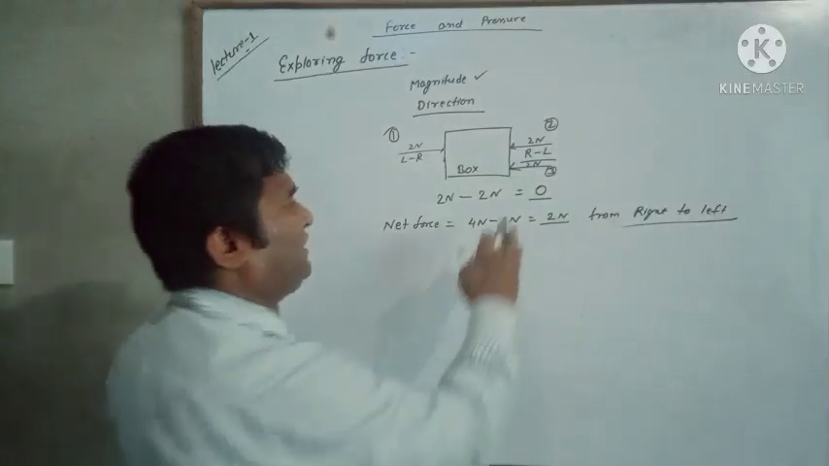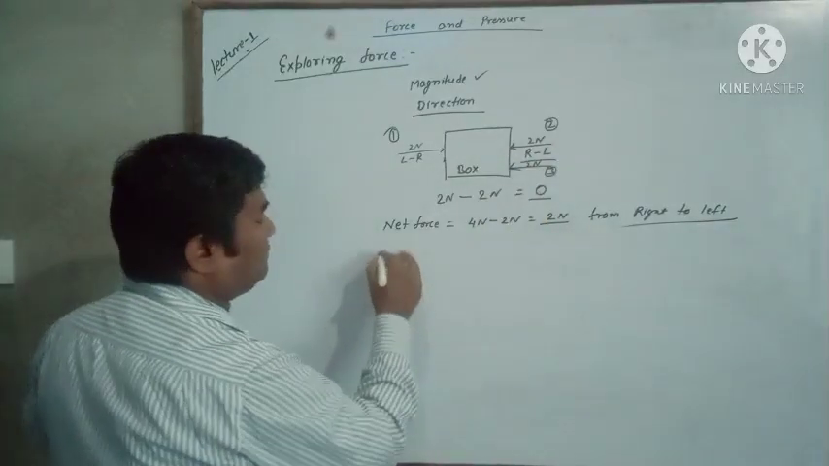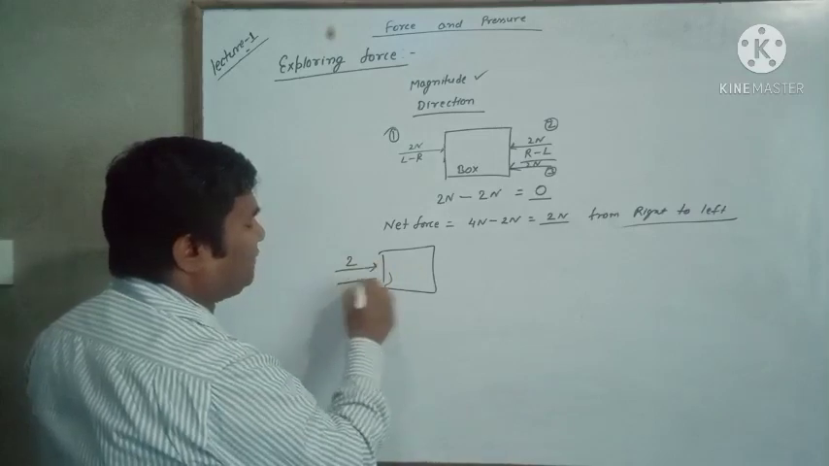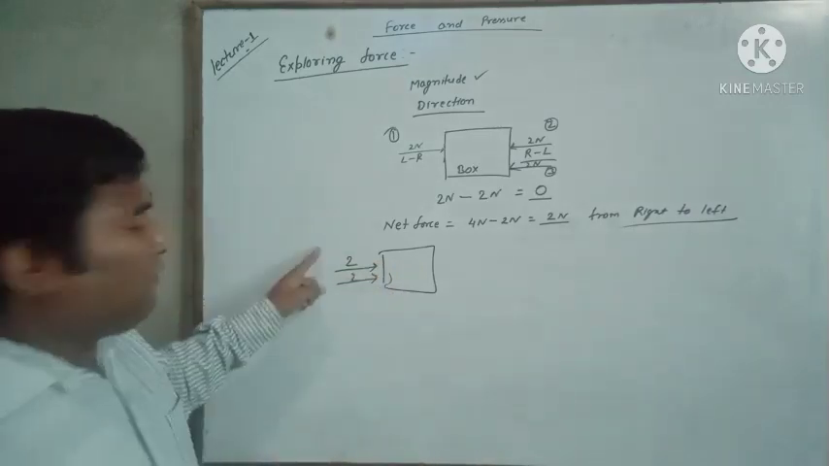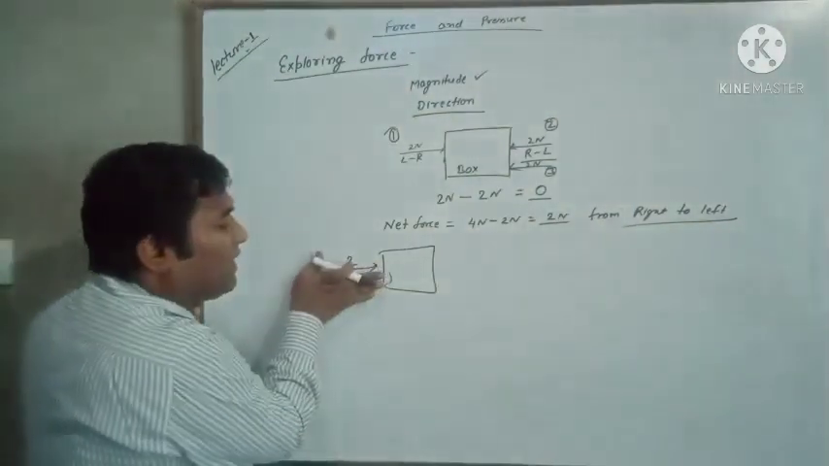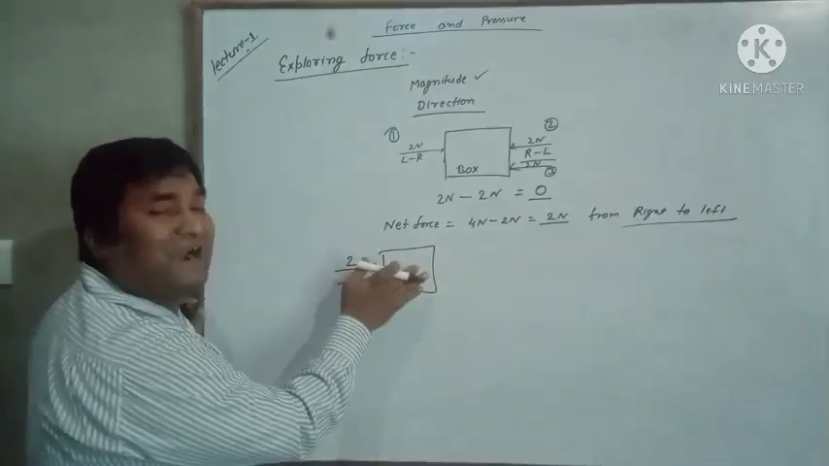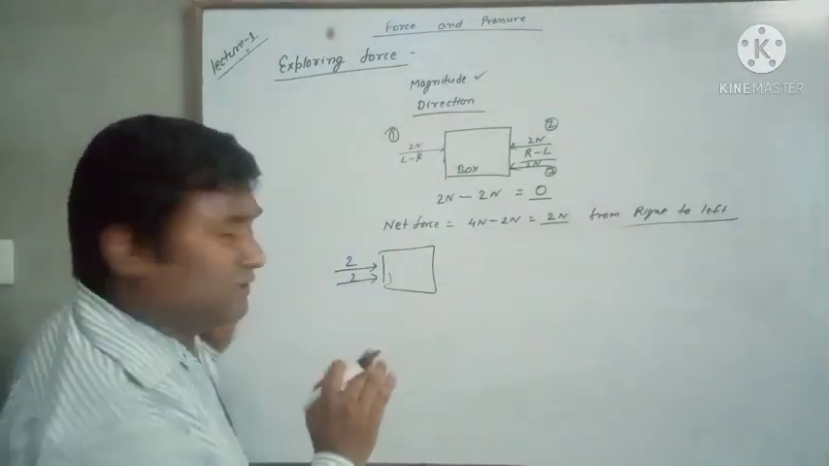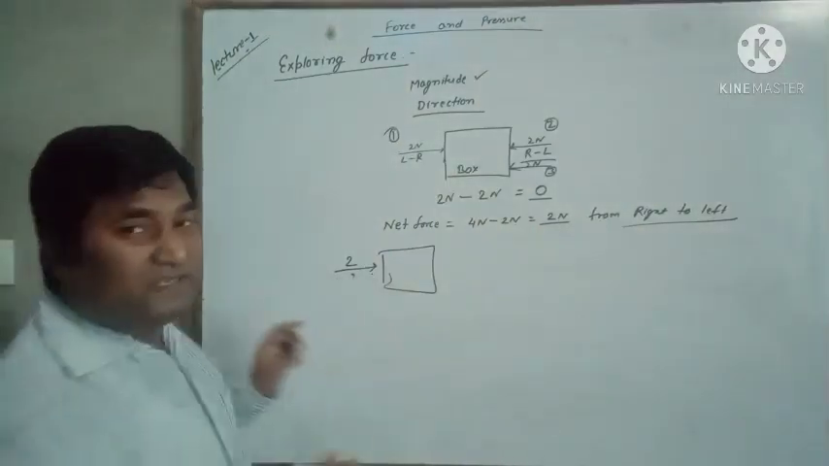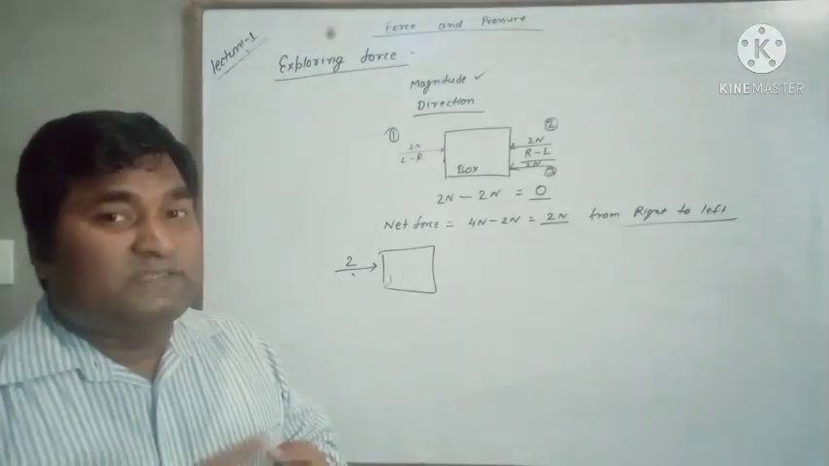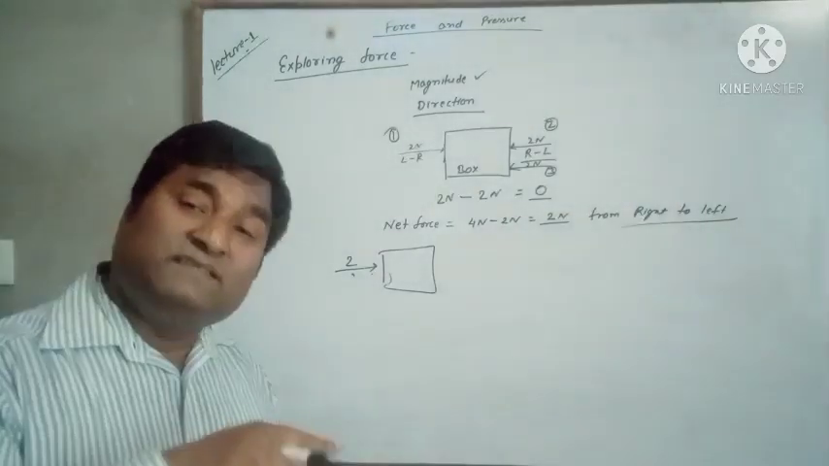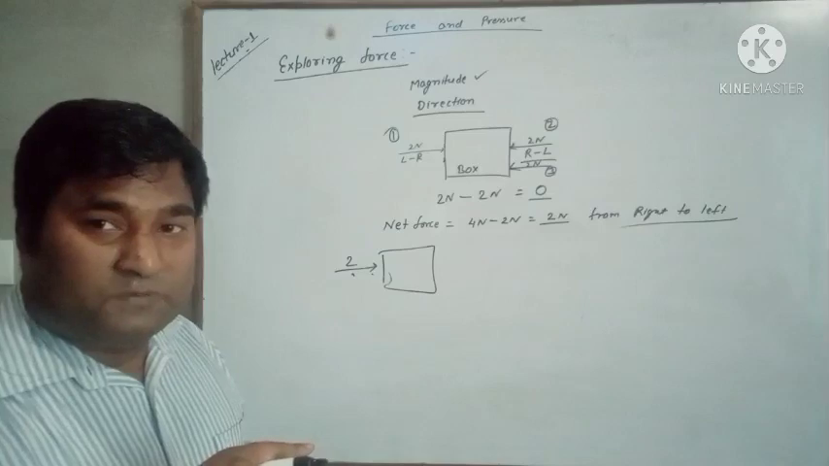In the same way, for example, this is the box: 2 Newton from this side, 2 Newton from this side, 4 Newton. First you were applying only 2 Newton and you hardly moved the box. Then you applied 4 Newton and you moved the box. So from this we can say if magnitude changes, the effect of force will change. Same way, if direction changes, the effect of the force will also change.